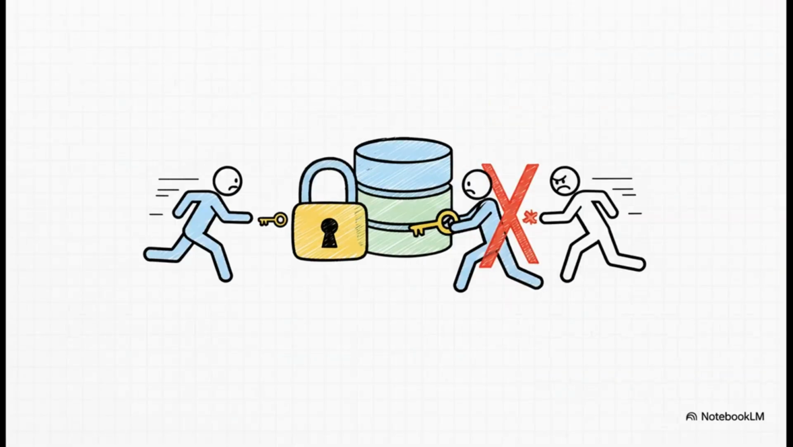The OS solves this by enforcing something called mutual exclusion. It's kind of like putting a lock on the data. Only one program gets the key at a time. Once it's done, it unlocks the data, and then the next program can get access. This simple rule is what prevents those really dangerous race conditions.